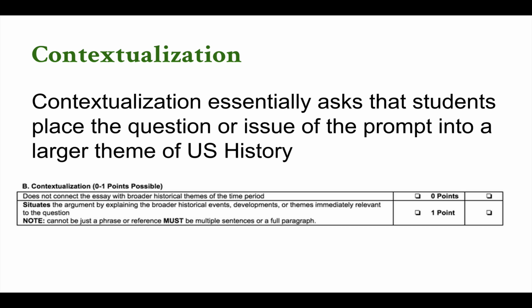So to get 1 point, you have to situate the argument and explain the broader historical events, developments, or themes immediately relevant to the question. The key thing is it cannot be simply one sentence. You cannot simply say the events in this essay connect to this theme. You can't do that. It has to be multiple sentences, or even possibly a paragraph if need be. It's up to you how long you feel like it needs to be. But if you're only doing one sentence or a quick 2 sentence explanation, it's not going to be long enough.